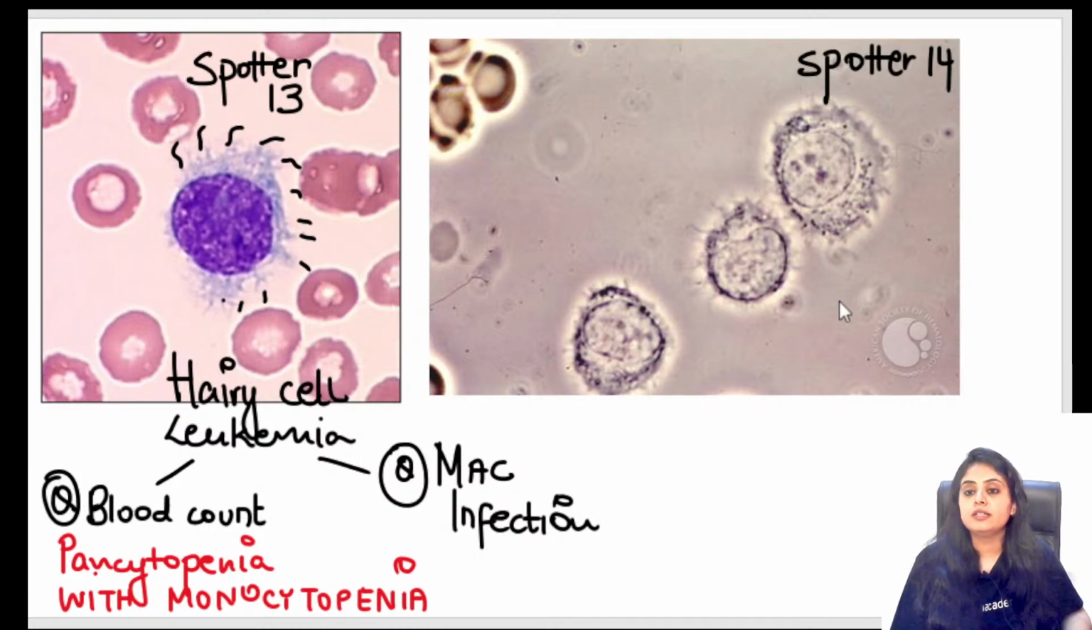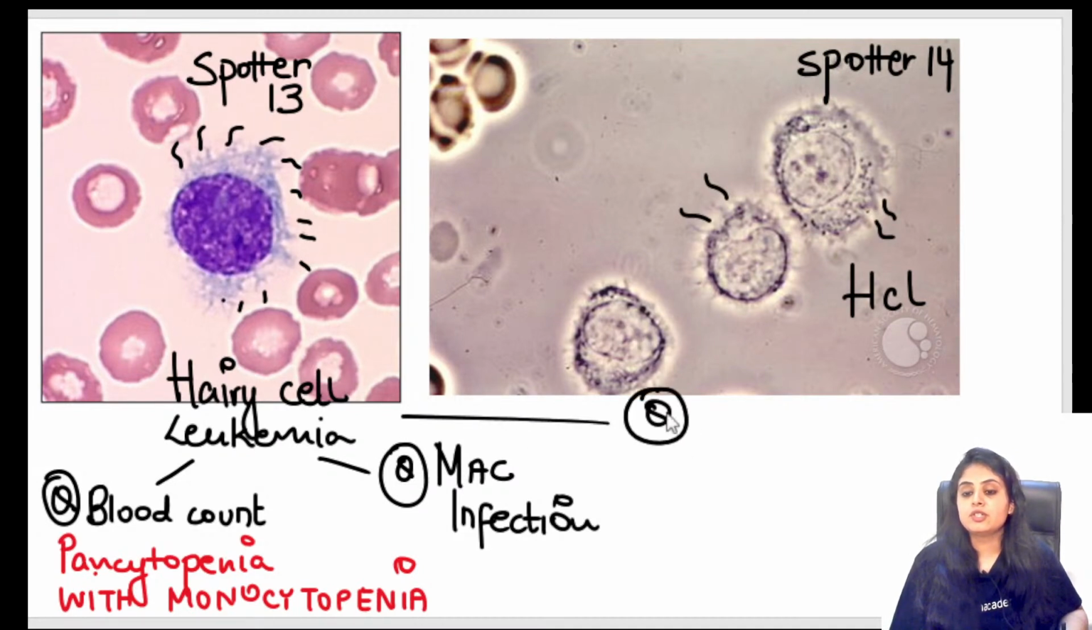What is spotter 14? Guys, what is your answer towards spotter 14? Which disease are we talking about? You'll say, ma'am, the same hair coming out. So this is again hairy cell leukemia. But what's the difference? It's got no color. Now comes question 3.